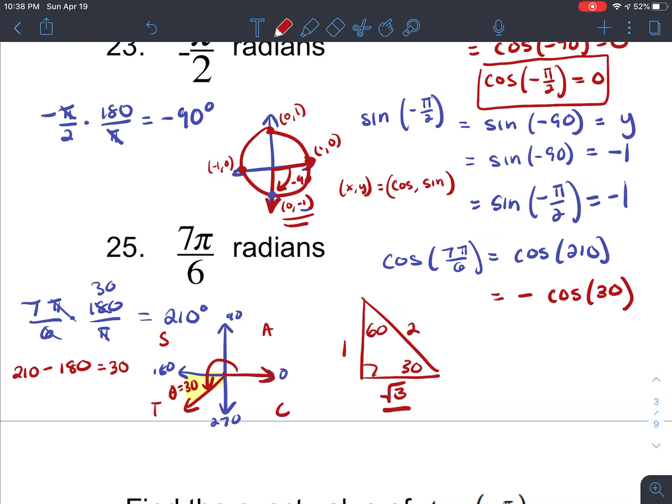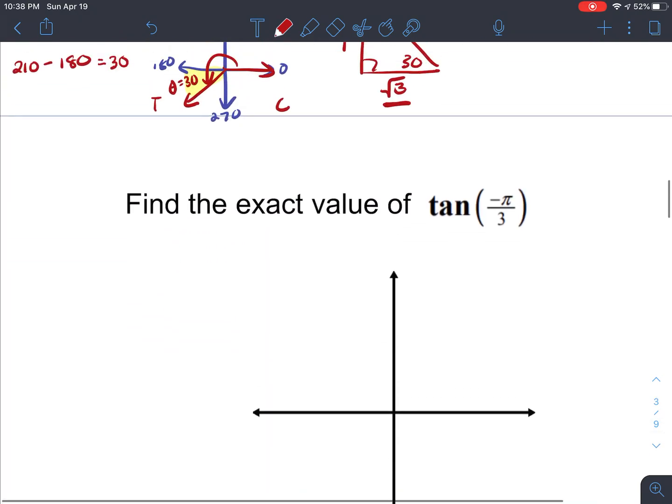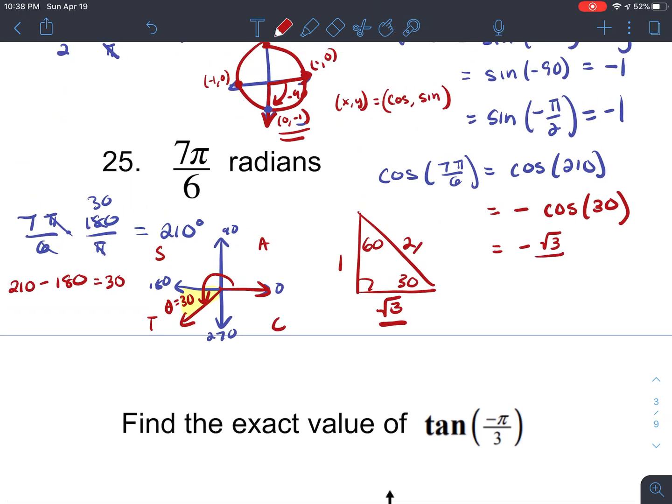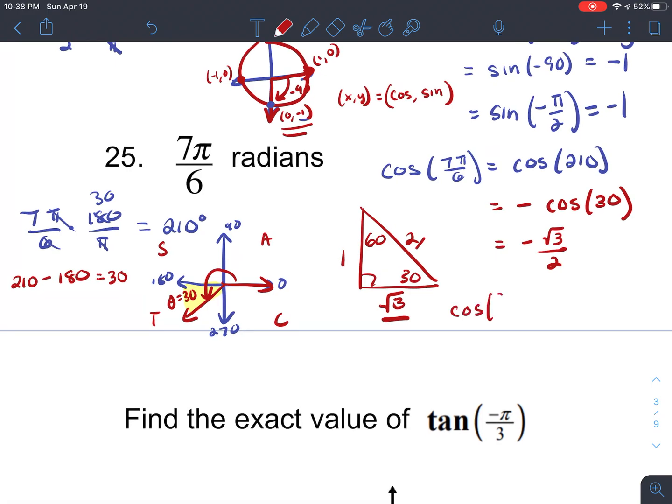Cosine of 30 is my adjacent over my hypotenuse. So if cosine of 30 is equal to radical 3 over 2, then cosine of 7 pi over 6 is equal to negative radical 3 over 2. Okay, exact value.